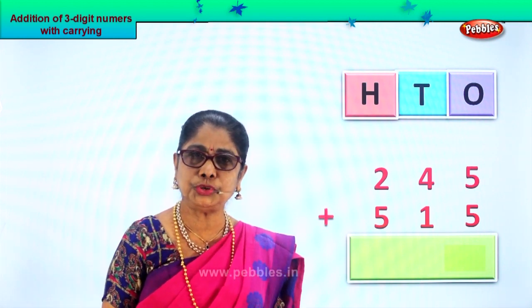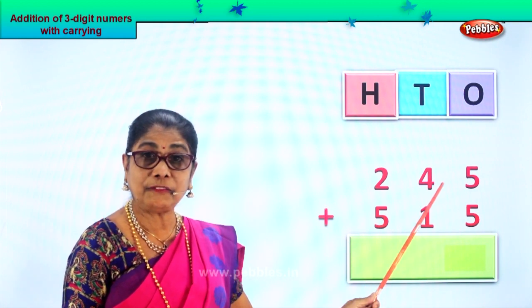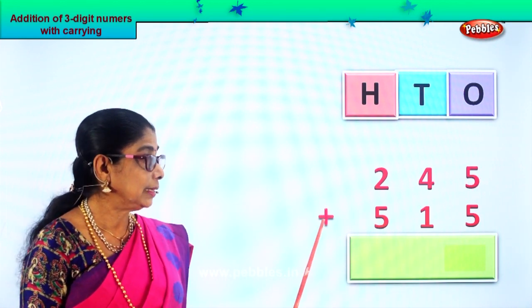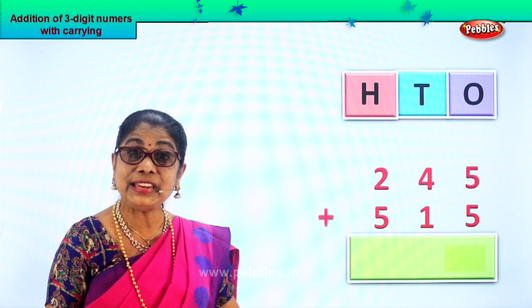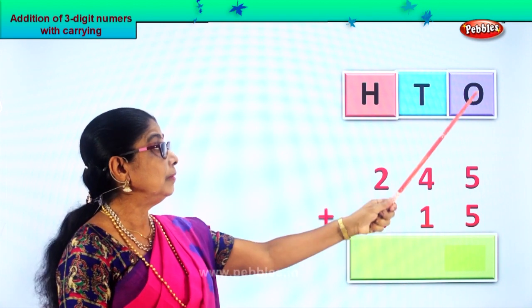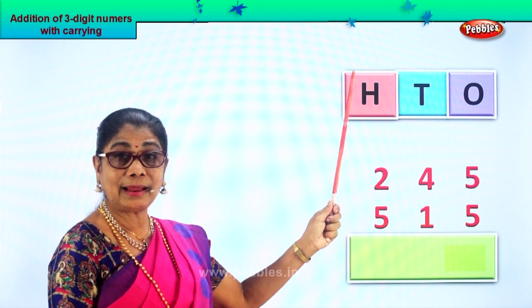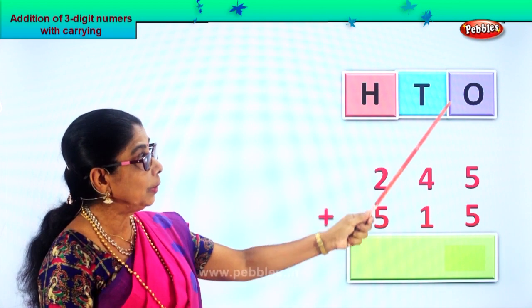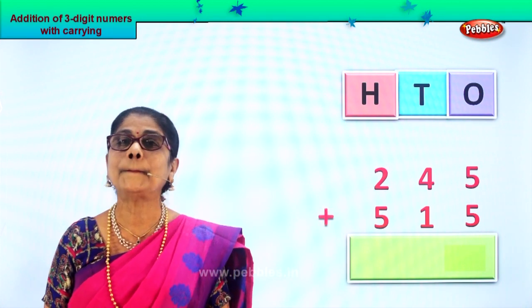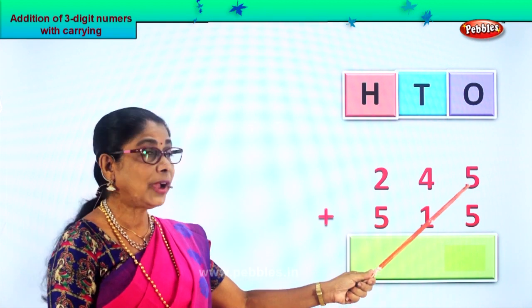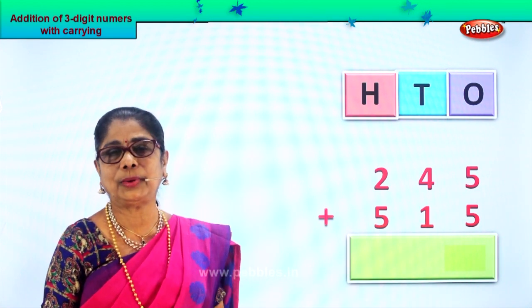The sum given to you is 245 plus 515. You put it under ones, tens and hundreds. What do we do? We'll add all the ones first. Five ones plus five ones.